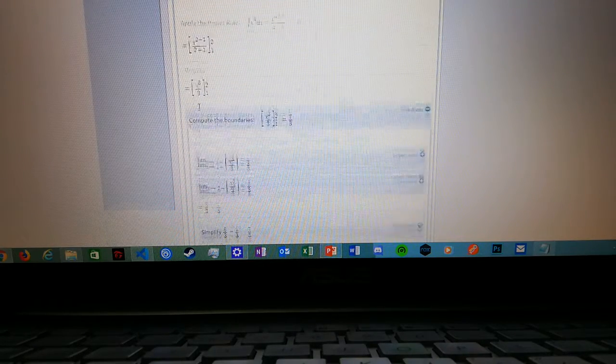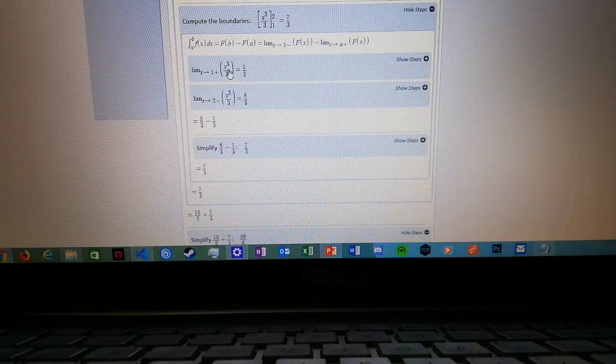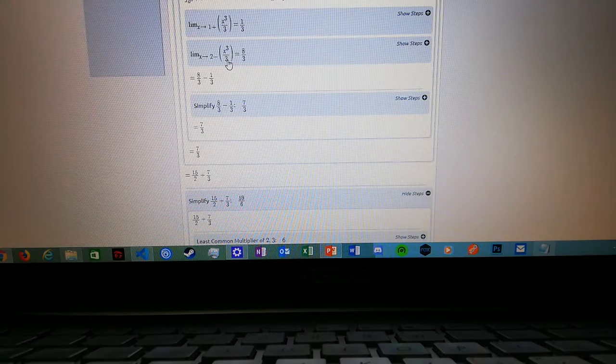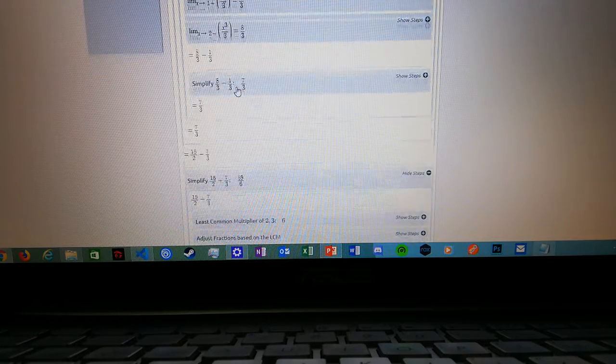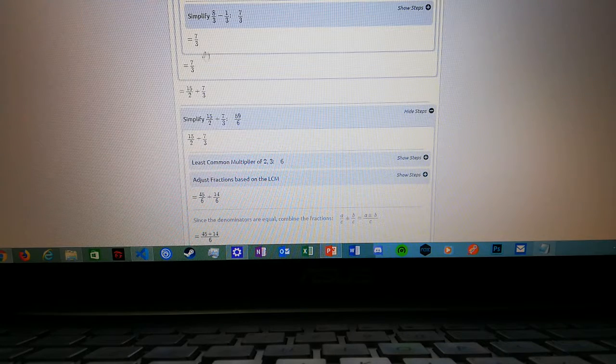So moving down for x to the power of 3 divided by 3, we'll have 8 over 3 minus 1 over 3, which is 7 over 3. So when added together, they become 59 over 6.